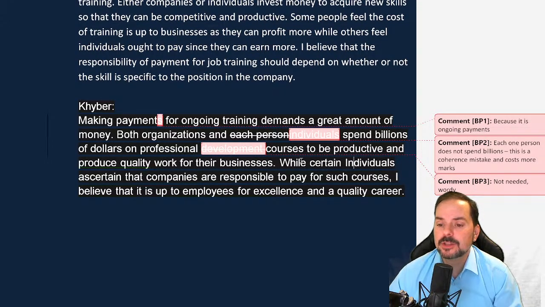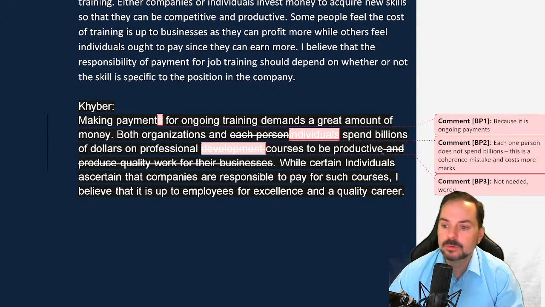All right, and there's another mistake here. So spend billions of dollars on professional courses to be productive and produce quality work for their business. Okay. What's the next mistake here? Okay, maybe you'll identify it. It's this part here. Okay, we don't need that.